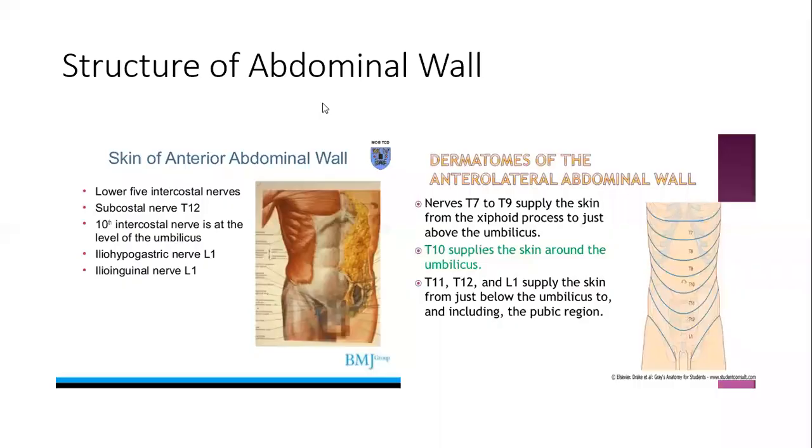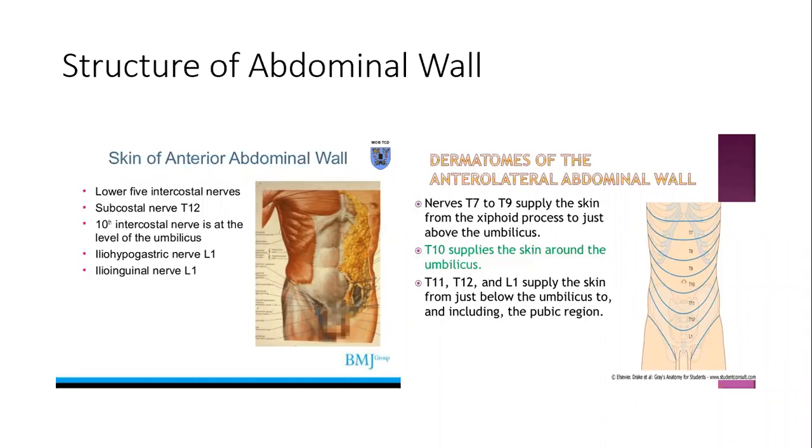So the anterior abdominal wall, going from outside to inside, has skin, superficial fascia, deep fascia, muscles, fascia transversalis, extraperitoneal fat, and then the parietal peritoneum. So these are the 7 layers that make up your anterior abdominal wall.